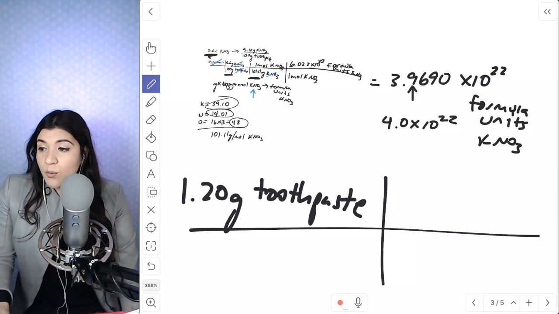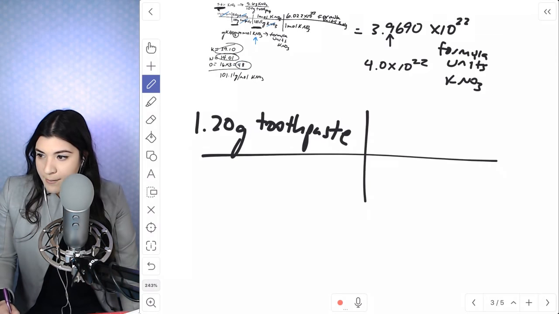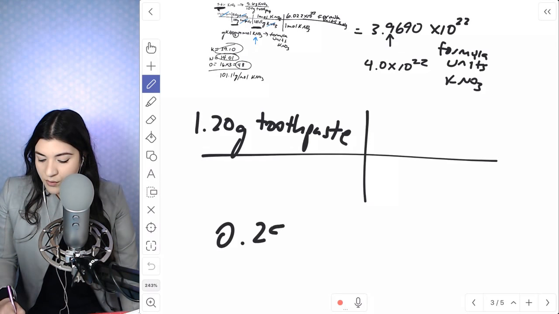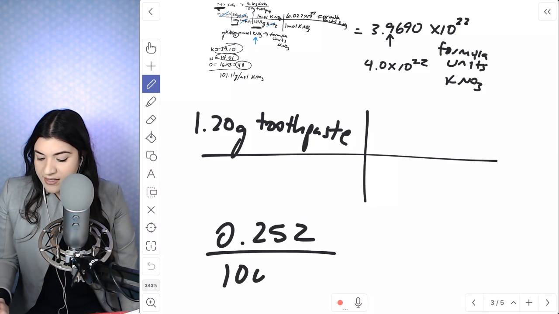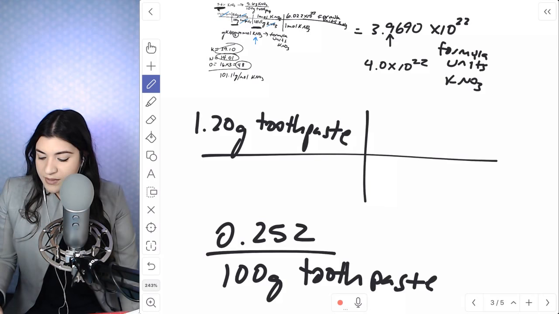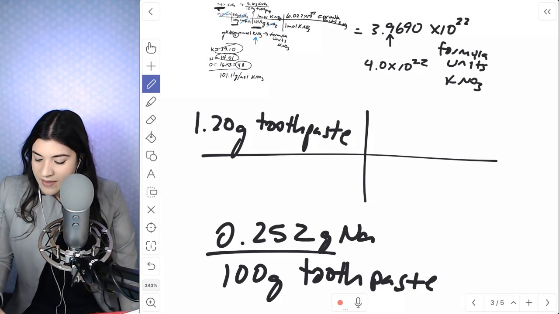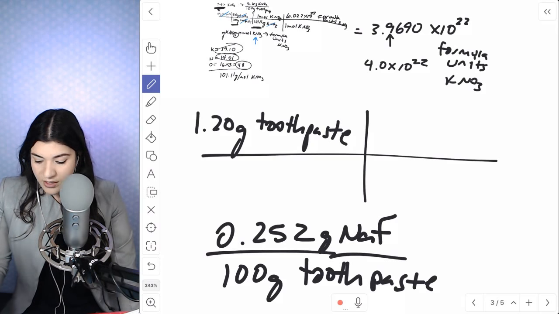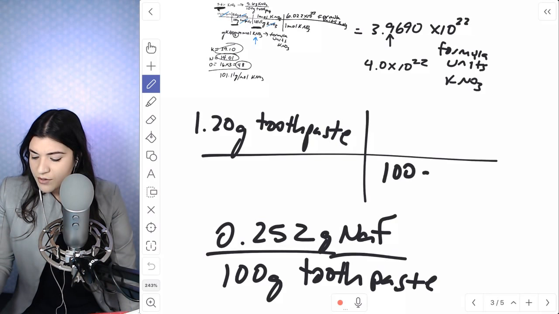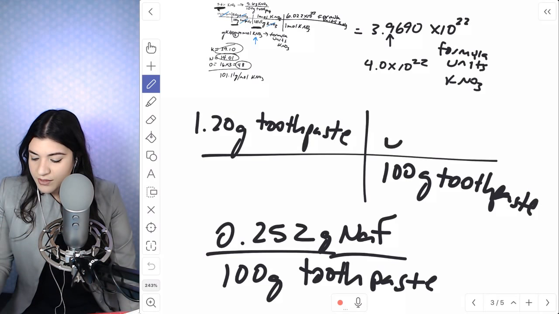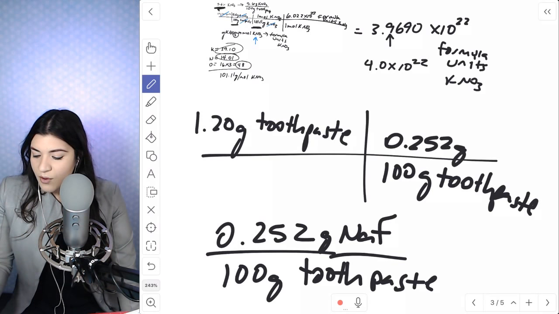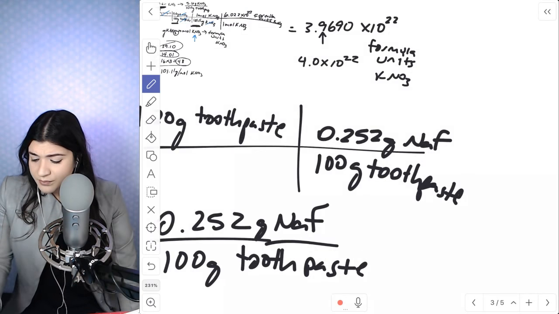Now with that second percent by mass, once again, I'm going to put this over 100 grams of toothpaste, and that's what I'm going to use as my conversion factor. And this would be the grams of NaF, this was sodium fluoride. So 100 grams of toothpaste, and then placing that 0.252 grams of NaF. And then these cancel and these cancel.